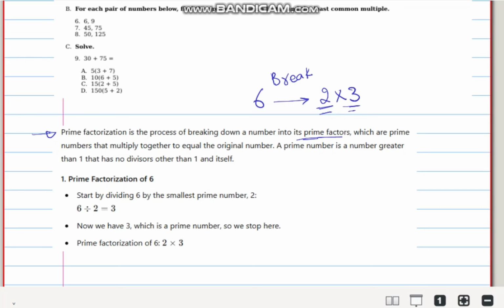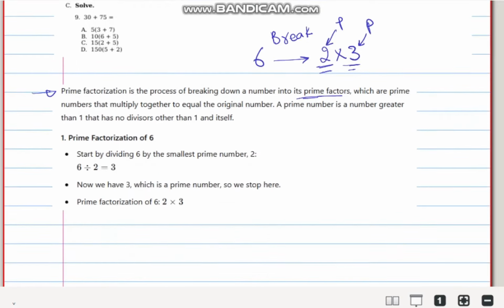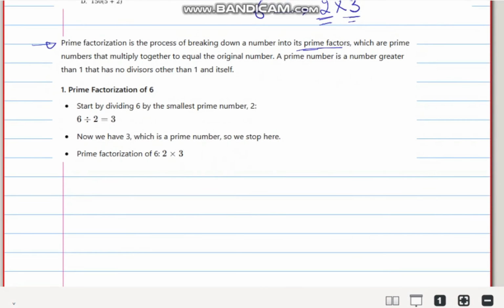So what are these basically? Is 2 a prime number or not? Yes, 2 is a prime number. And 3? 3 is also prime. So both are prime numbers. This is called prime factorization: representing the number into its simpler components, but the components must be prime numbers that multiply together to equal the original number.